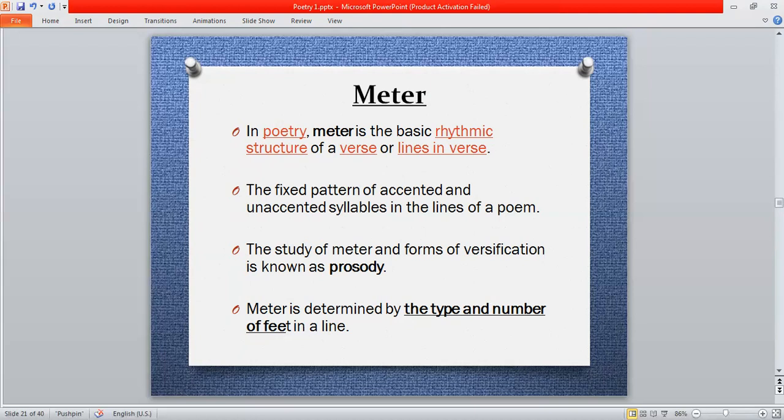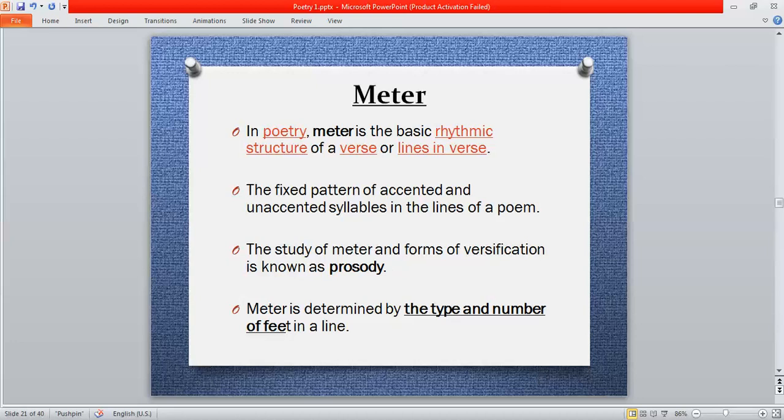Unaccented means unstressed syllables. What do we mean by syllables? Syllables refer to parts of words. This part revolves around a vowel sound. The study of meter and forms of versification is known as prosody, التنغيم, التلحين. Meter is determined by the type and the number of feet. By feet we mean تفعيلة البيت الشعري.